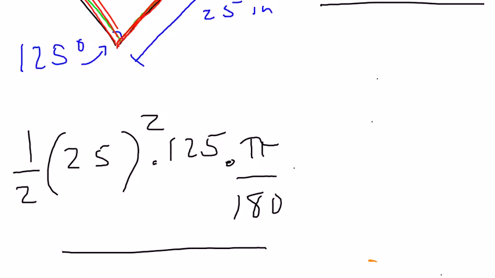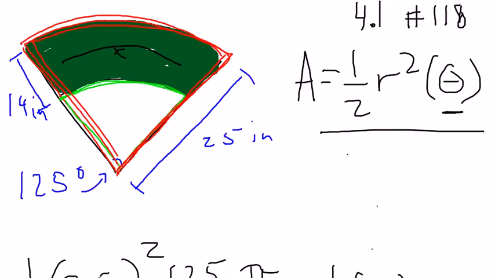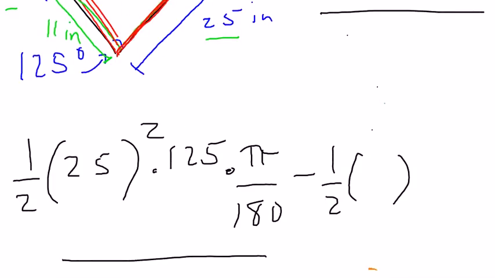Well, the small sector will have the same formula, but this time we don't have the radius yet. We have this value 14, but that's not the radius of the small sector. The radius of the small sector is from here to here. So in order to get the radius of that light green line, I have to take 25 minus 14, and I get 11. Again, that's in inches. So that's the number I'm going to put down here. I'm going to say this is 11. I'm going to square it, times 125 times pi, again divided by 180.